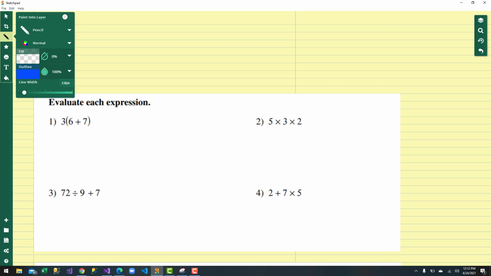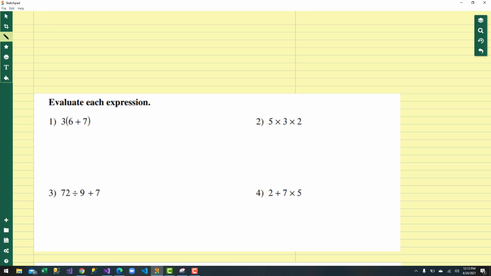Today we'll be evaluating expressions using PEMDAS. So let's get started. So what is PEMDAS? So I'm going to write it out here. PEMDAS.